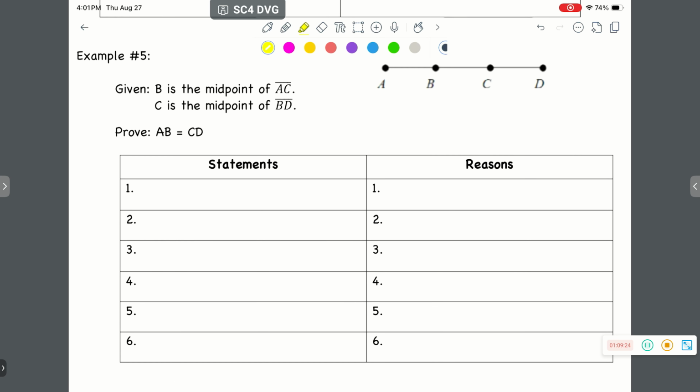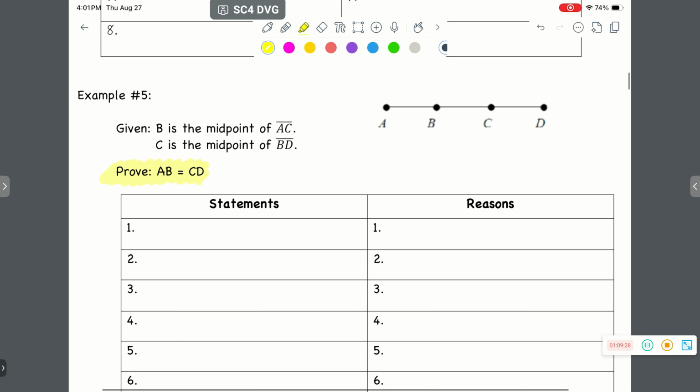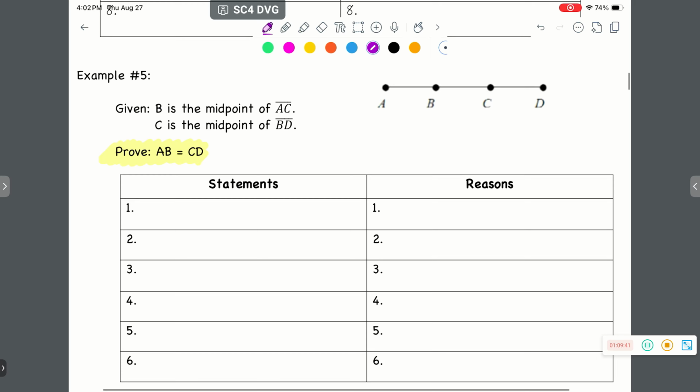Before we get started, I like to highlight and make sure I look at my proof. We are trying to prove at the end of the day that the length of AB is equal to the length of CD. Now, when you read your givens again, you'll be like, well, of course they are, but you have to prove it. Here we go. My first given, B is the midpoint. I'm going to abbreviate just a little bit, but it has to be enough so somebody knows exactly what I'm still saying. B is the midpoint of AC.